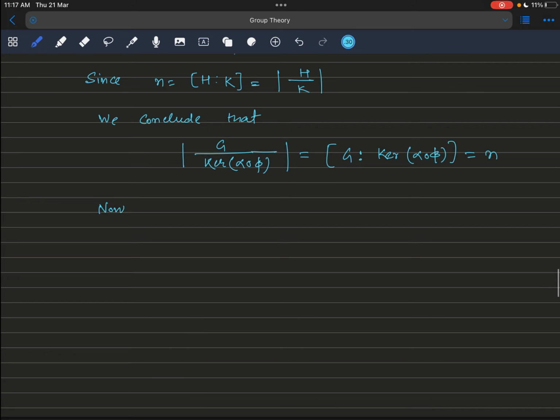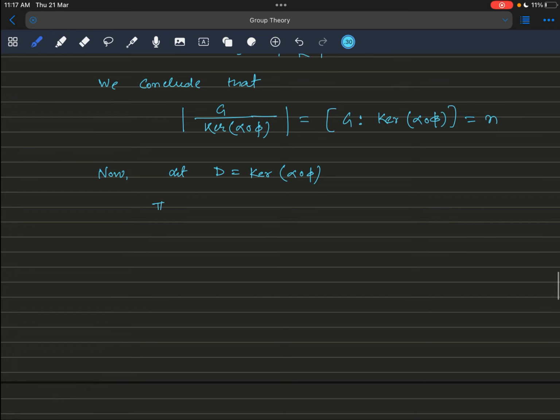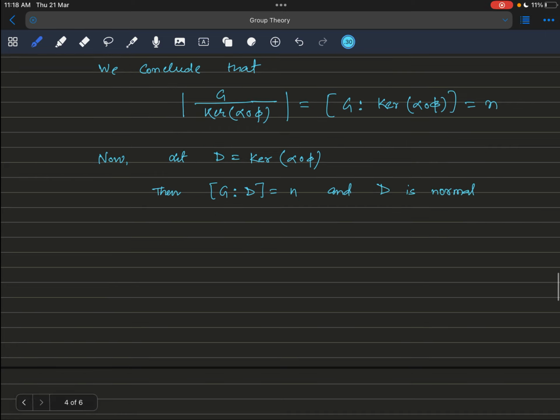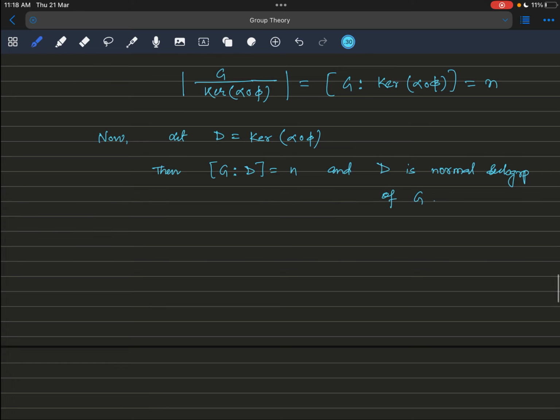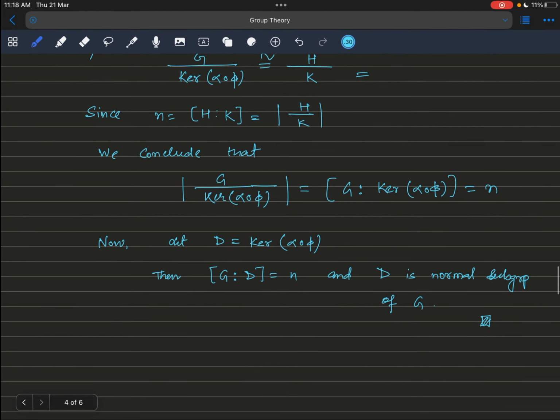Now let D equal the kernel of alpha composition phi. Then D is normal, since we know that the kernel is a normal subgroup of G, and this is the proof. Okay, so this is the proof.